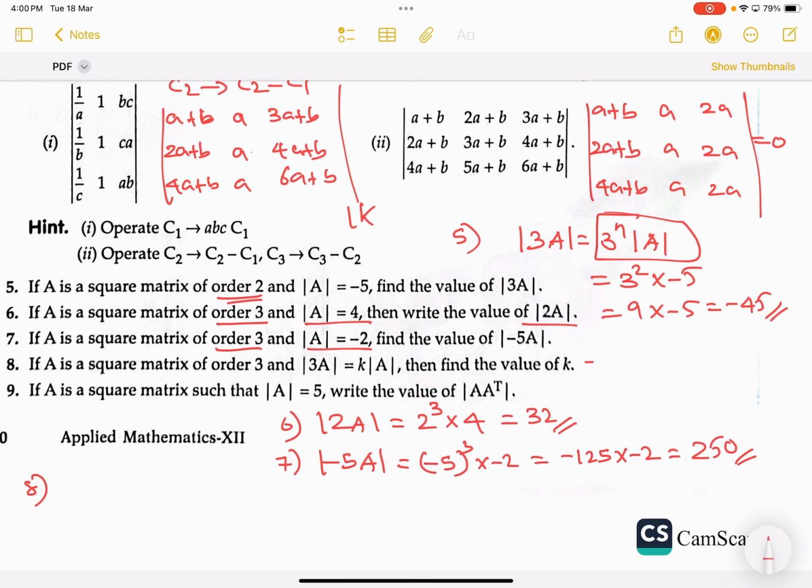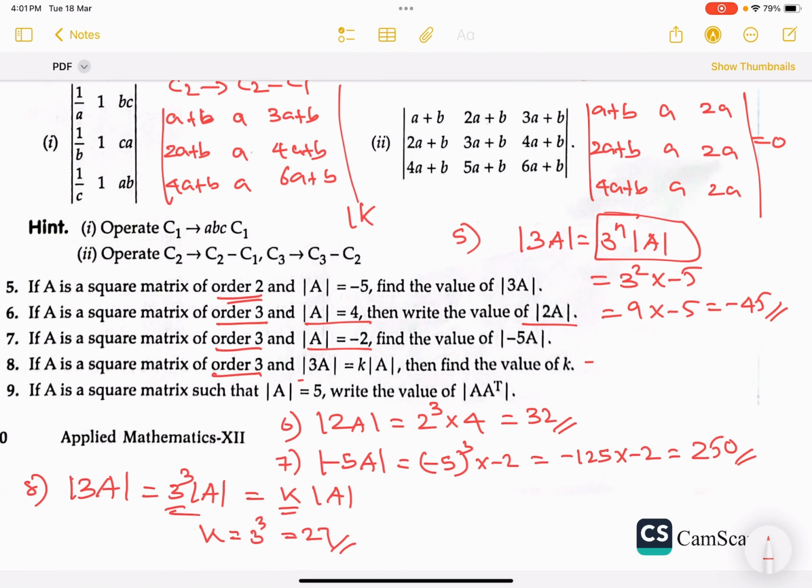Question number 8, order 3. First you have to check what the order is. Then the determinant of 3A is 3 power 3 into the determinant of A, right? Which is equal to, they have given, k times the determinant of A. So what is k? K is equal to 3 cube, 27. So same property we are using for these options.